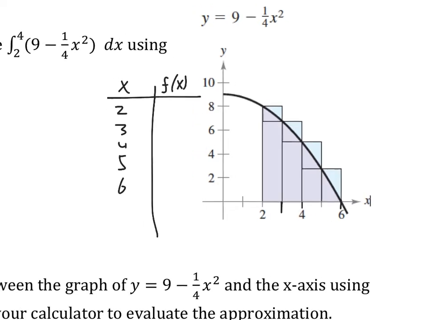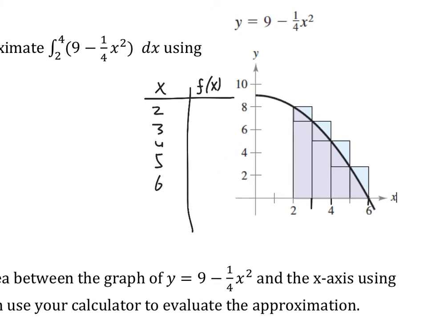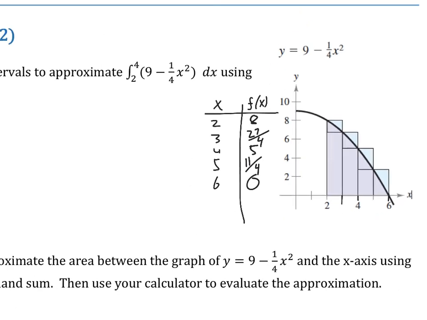So we'll evaluate this here. At 2, plug in 2, we've got 4, that's 1, that's 8. At 3, that's going to be 27/4. At 4, we get 5, and at 5, we get 11/4. And finally at 6, we get 0. So we found these function values here.